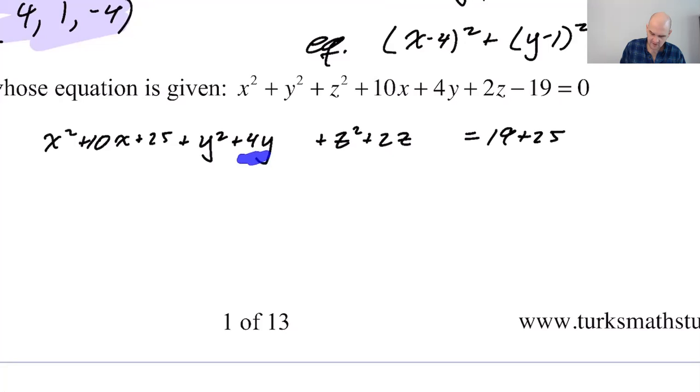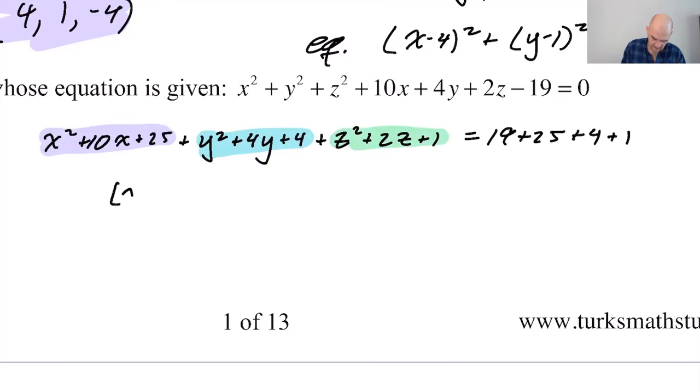Divide by 2, square it, that's plus 4, add it to both sides. Divide by 2, square it, add it to both sides. Plus 1, plus 1. All right, and then each of these will be a perfect square trinomial if you have done this right, which hopefully.